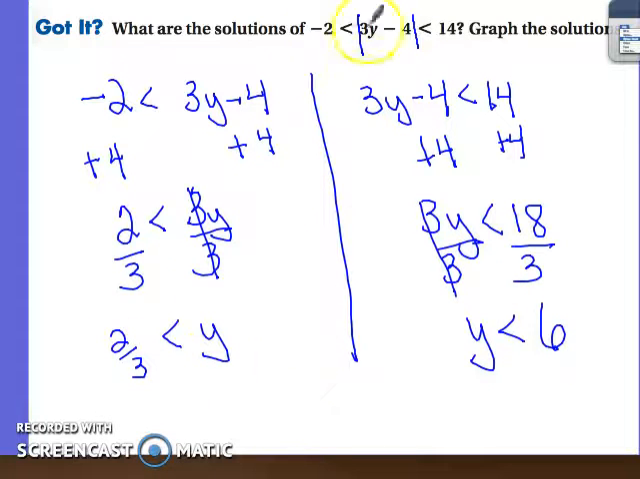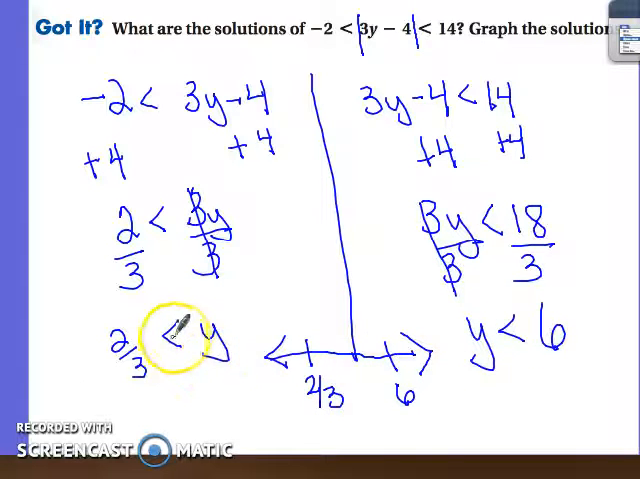So then if I were to graph it, I would have 2/3 and 6, and I'm doing this kind of quickly, where 0 would be here. Now y is greater than 2/3, so 2/3 is not going to be included, and it's going to be 2/3 is less than y, or y is greater than 2/3.